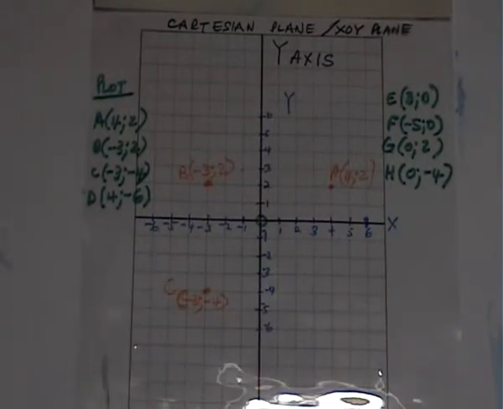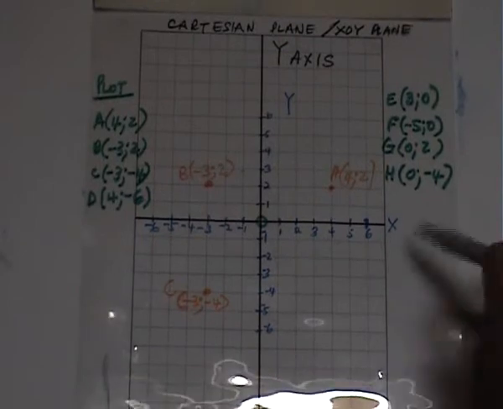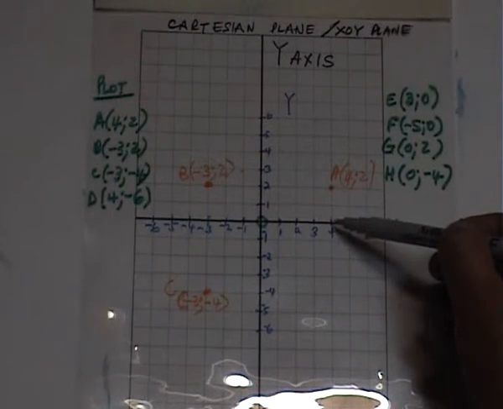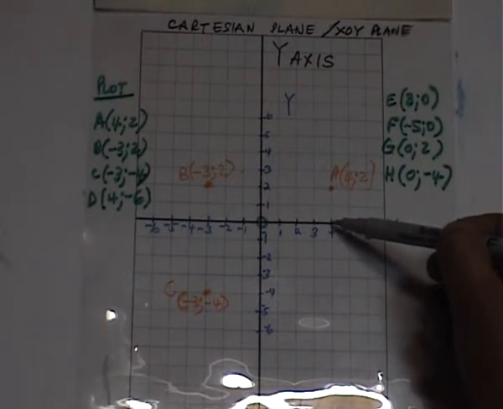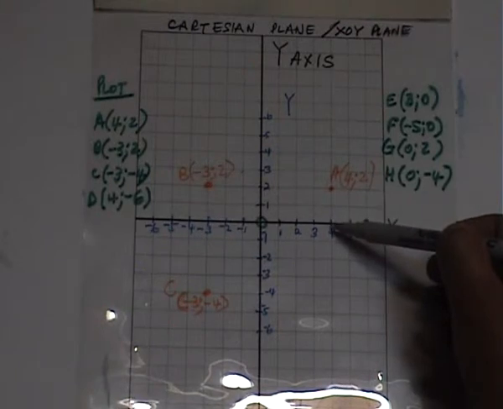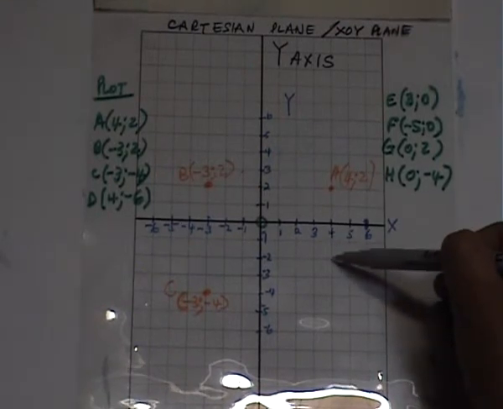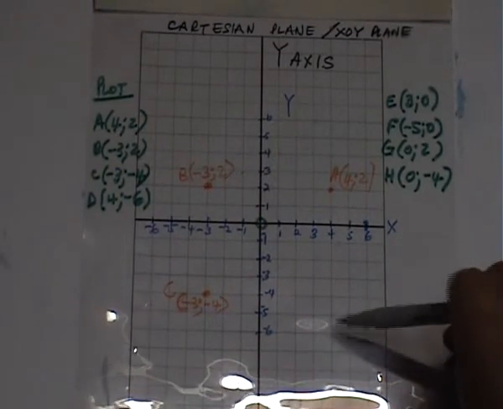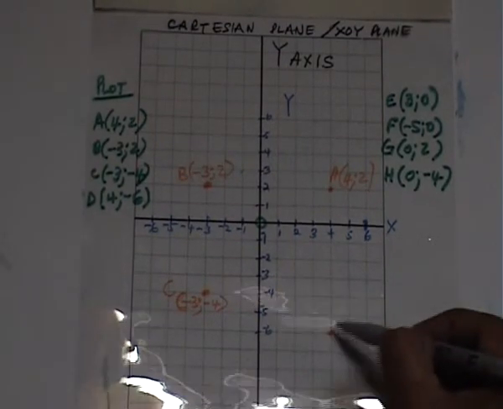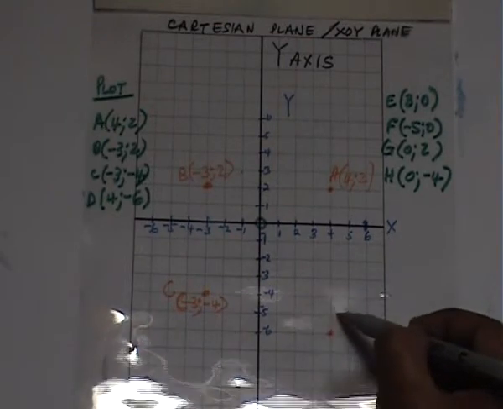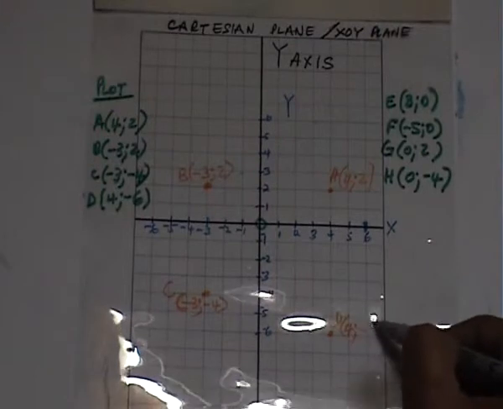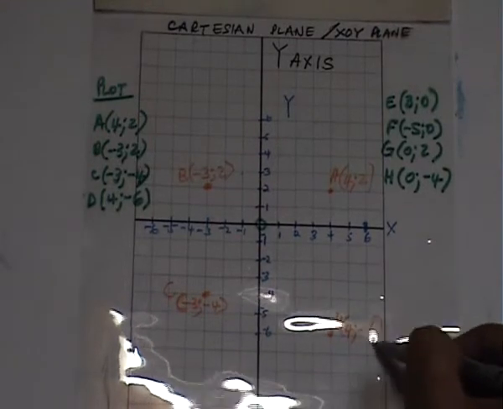Then we're looking for D, which is 4, minus 6. So on the x-axis, look for 4. So we found 4 here. And then the y is minus 6. That means from here, go down 6 units. Minus 6. Go down till minus 6. Minus 1, minus 2, minus 3, minus 4, minus 5, minus 6. So that's D, and it is 4, minus 6.